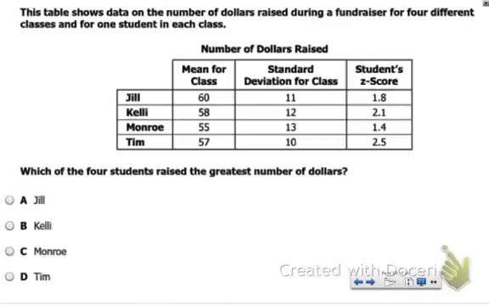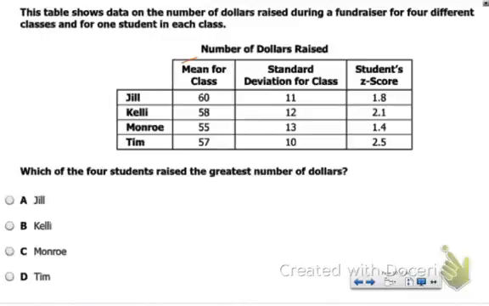Okay, so if you look at it, you have Jill, Kelly, Monroe, and Tim, and across you have the mean for their class, the standard deviation for their class, and the student's personal z-score. So the question says, which of the 4 students raised the greatest number of dollars?